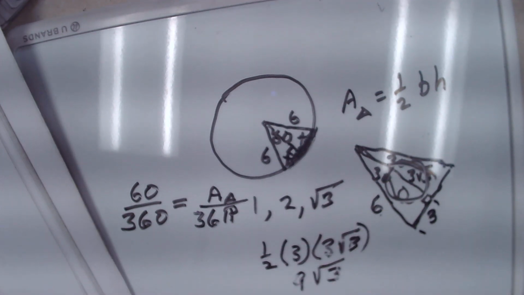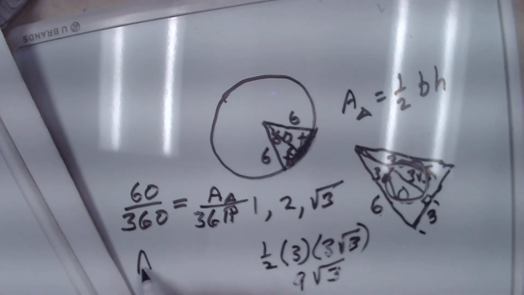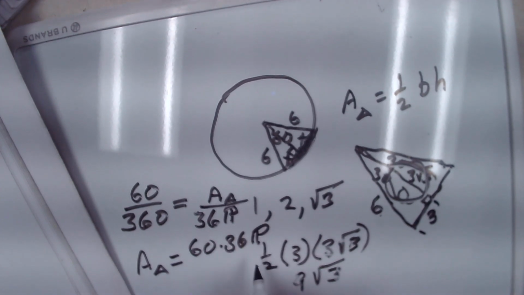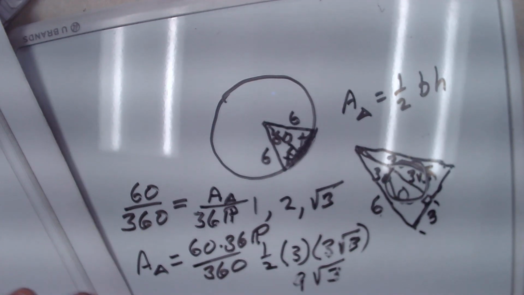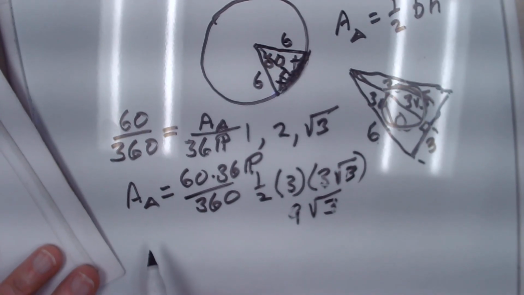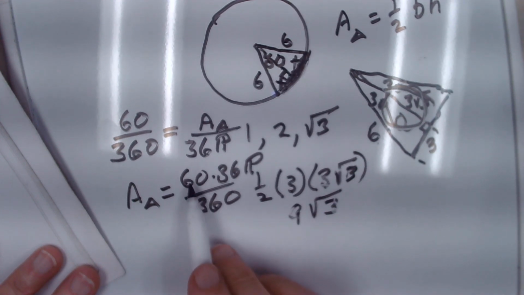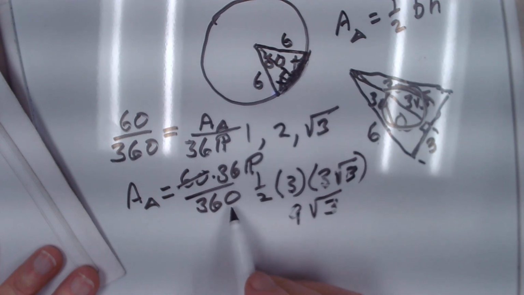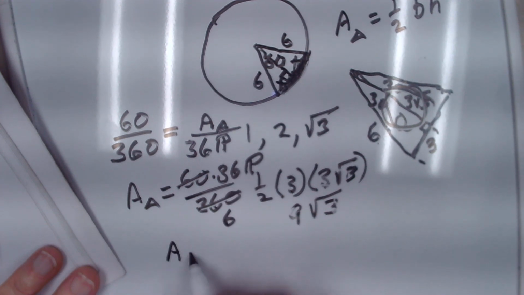So the area of the sector is equal to 60 times 36 pi divided by 360. I'm going to move that up a little bit. That 60 will go into 360 6 times, so the area of the sector is 6 pi.